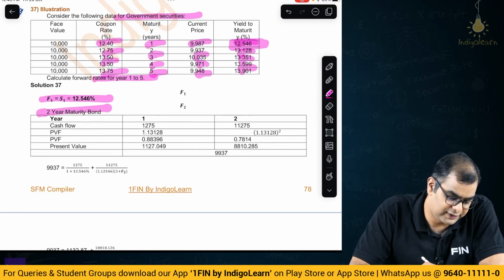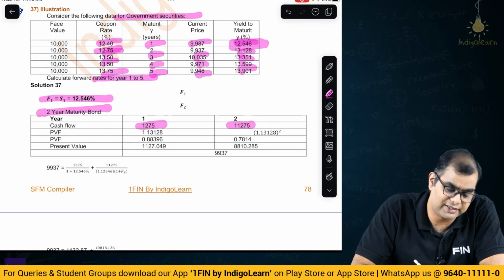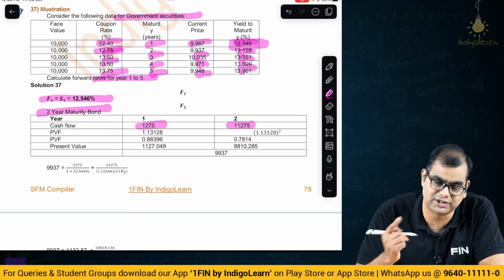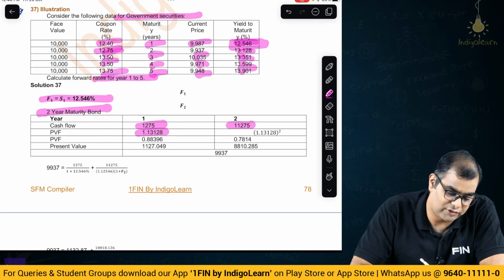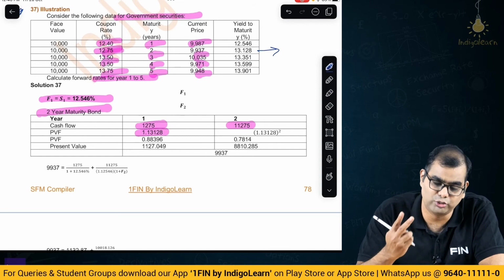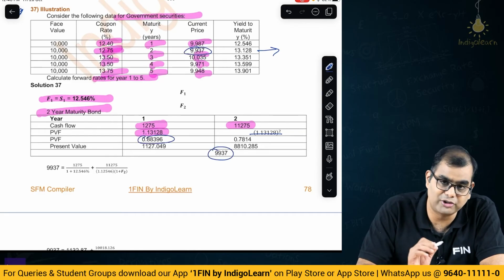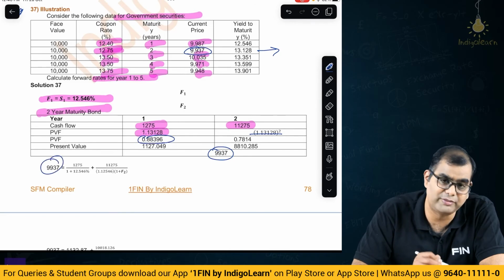Now, the 2 year maturity: there is a coupon, and the 2 year bond coupon is 12.75. Assume they are annual coupons. So, first year 1275, second year 1275 plus 10,000 rupees which is coming back, and the present value you have computed using 13.128%, because that is the 2 year discount rate. By taking 13.128%, you get the value of the bond as 9937, but this 9937 has to be arrived at by using two different rates.